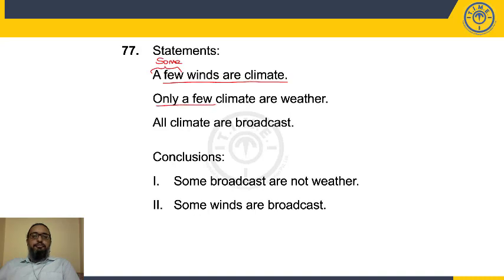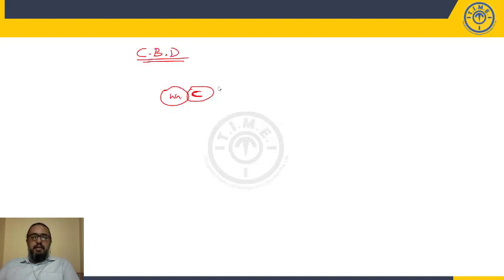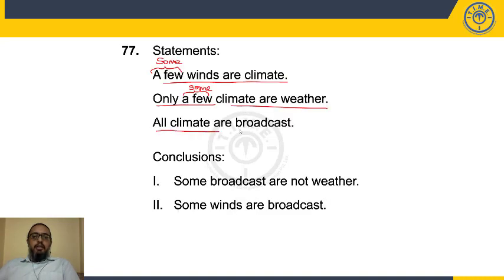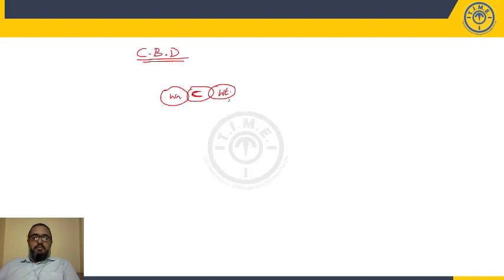Then only a few climate are weather. Again, a few means some. So only some climate are weather. Okay. Then all climate are broadcast. So all the climate are broadcast. So this is the combined basic diagram.